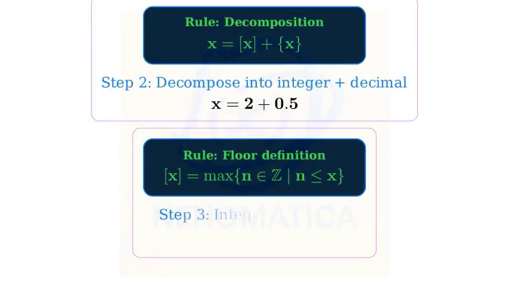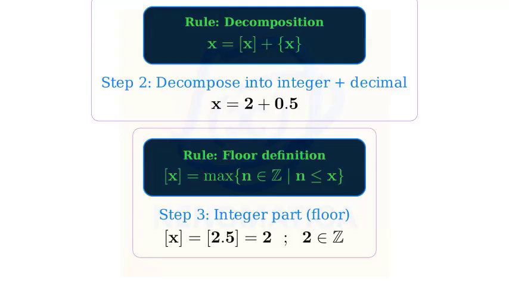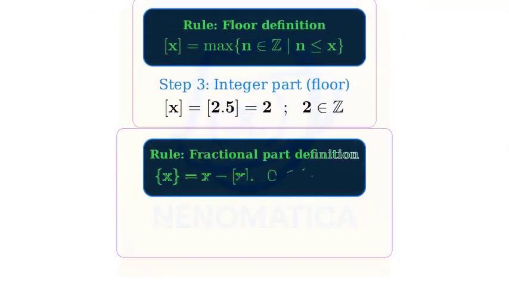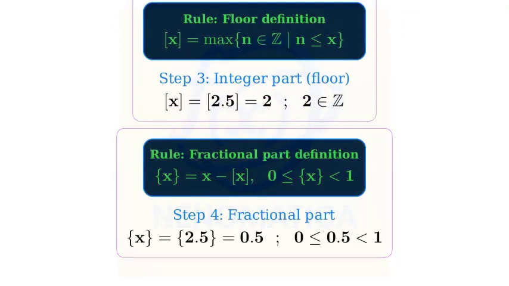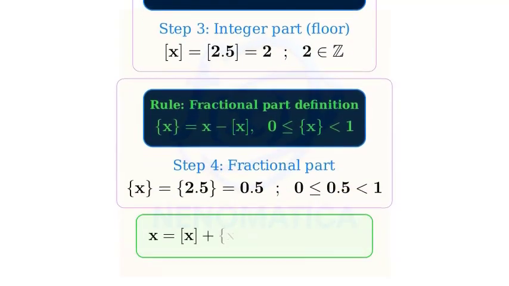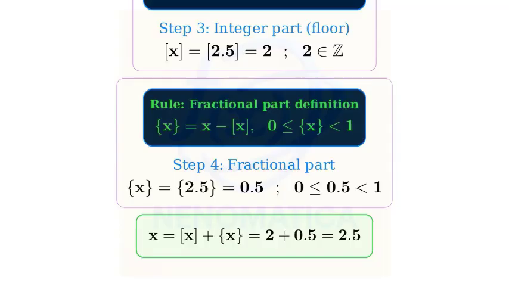Step 3. Evaluate the floor, also called the integer part. The floor of 2.5 equals 2. 2 is an integer. Step 4. Evaluate the fractional part. The fractional part of 2.5 equals 0.5, which lies between 0 inclusive and 1 exclusive. Finally, verify the identity. x equals the integer part plus the fractional part. That is 2 plus 0.5.